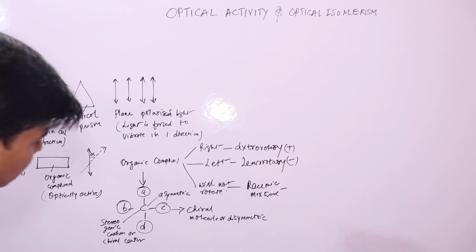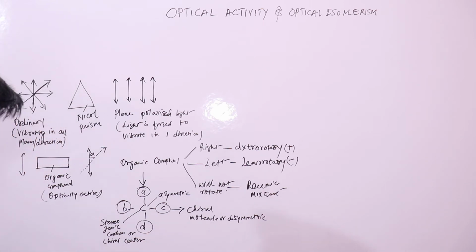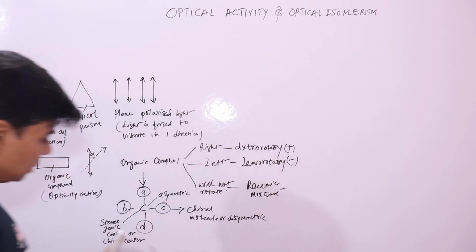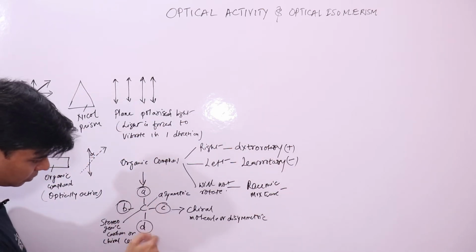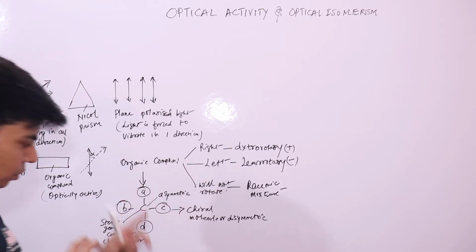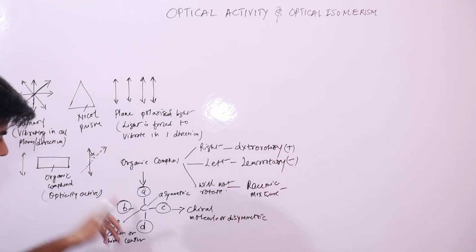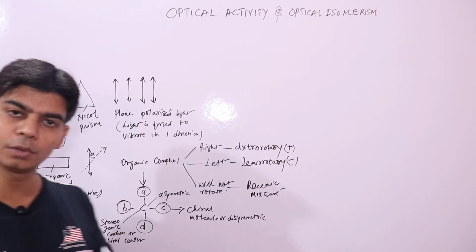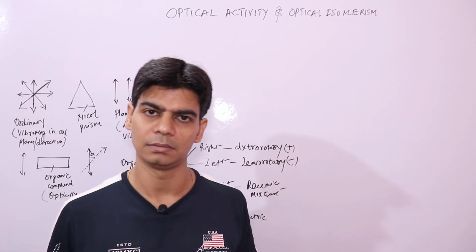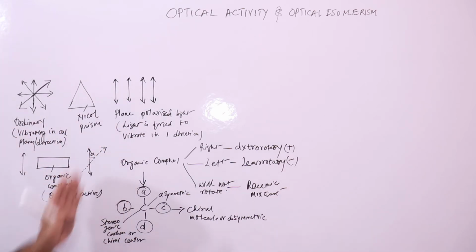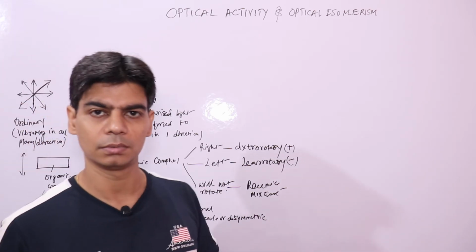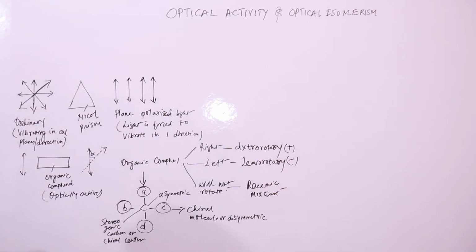Now one more thing, when the light is passing through such a molecule, why is it rotating the plane of polarized light? Because this kind of carbon has different groups or atoms attached, right? So this kind of organic compound has different configurations in space. So when this light interacts with these different groups or atoms, it gets rotated through an angle, right? That is why the light is rotated when passed through a chiral molecule, right? Now we know what is a chiral molecule. Now let's look more into it.